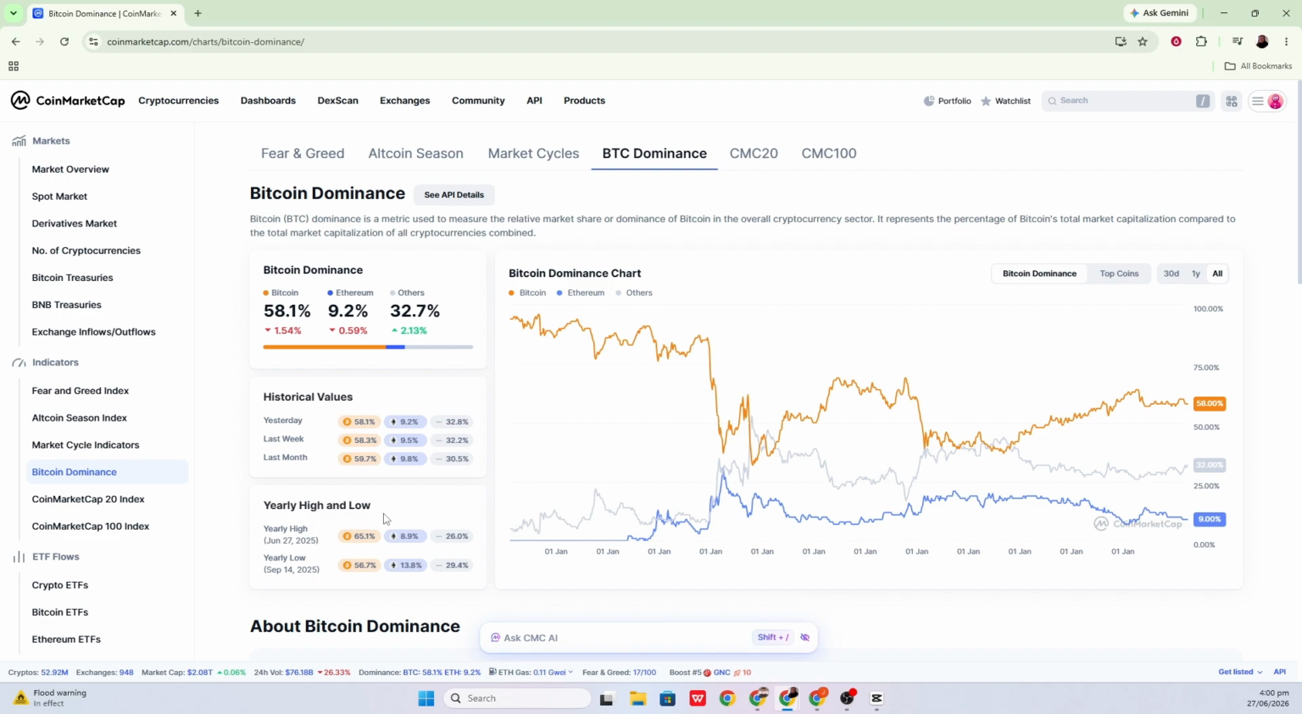These are the steps to check Bitcoin market share on CoinMarketCap. Use the header metric for a quick view and the dominance chart for a detailed look at market share changes.